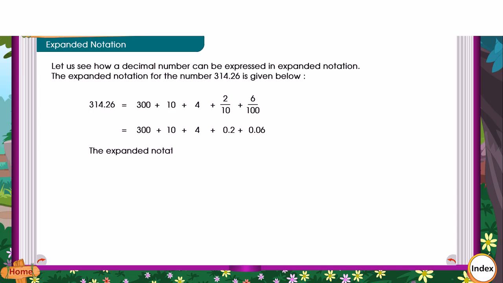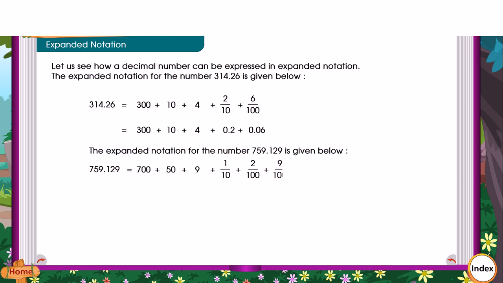The expanded notation for the number 759.129 is given below. 759.129 is equal to 700 plus 50 plus 9 plus 1 by 10 plus 2 by 100 plus 9 by 1000, which is equal to 700 plus 50 plus 9 plus 0.1 plus 0.02 plus 0.009.